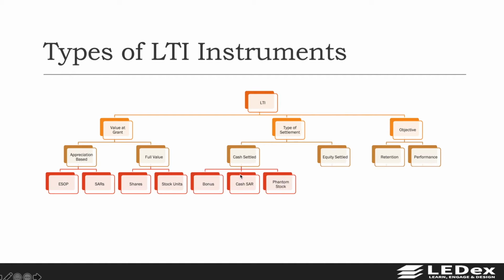Cash settled LTI awards, deferred bonuses are quite common in many organizations. You could have a stock appreciation right which is settled in the form of cash, which means the gain at the end of the vesting period or the earning period is settled in the form of cash. Or you could have phantom stock. All of these are typically cash settled LTI awards.